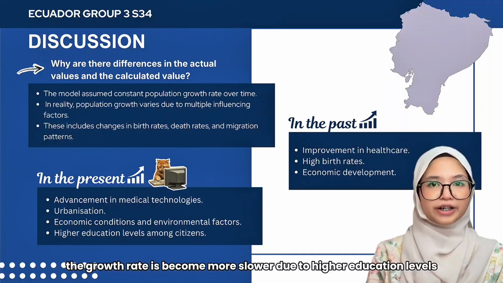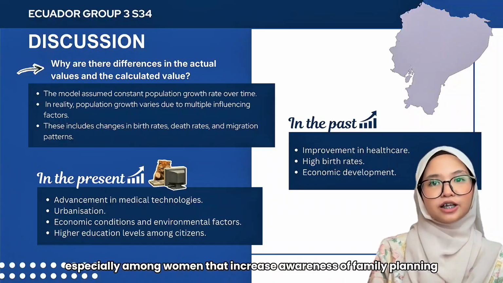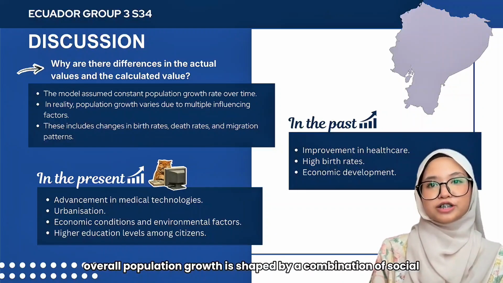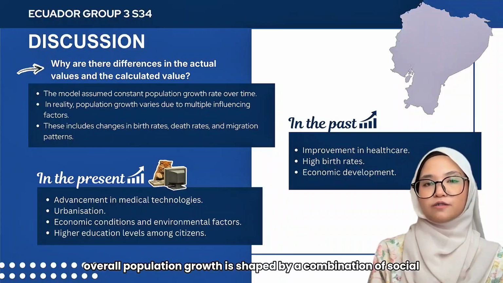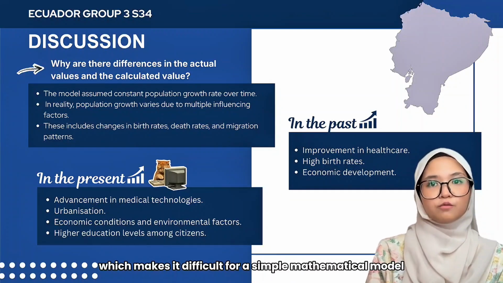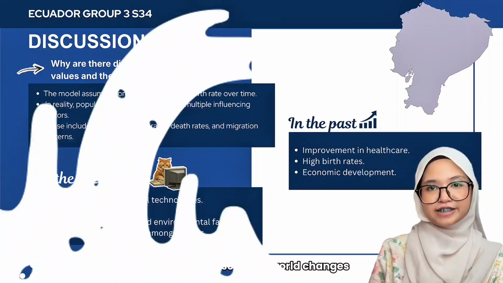However, the growth rate has become slower due to higher education levels, especially among women, that increase awareness of family planning. Overall, population growth is shaped by a combination of social, economic, and environmental factors, which makes it difficult for a simple mathematical model to fully represent real-world changes.